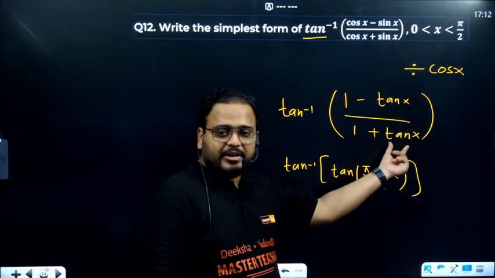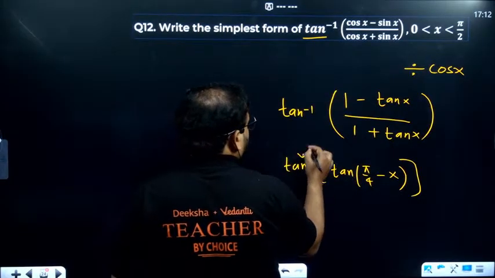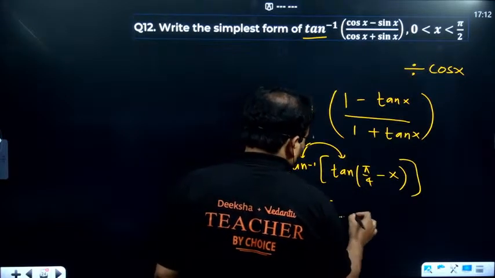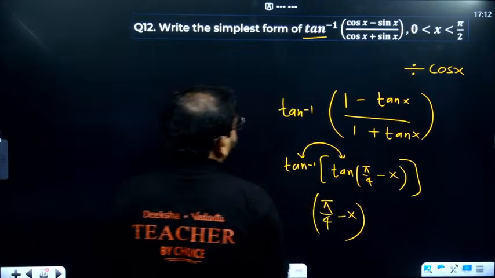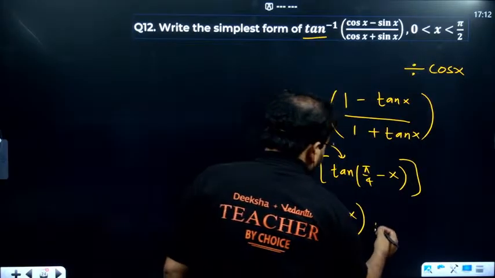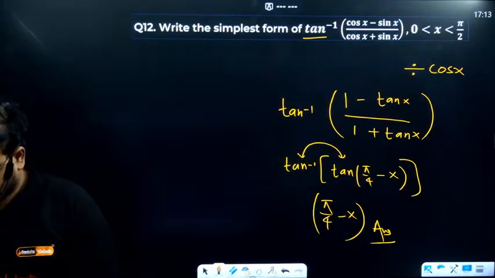So you don't write 1 into tan x. It's the same as tan x only. This is the condition. Tan inverse of tan becomes simply pi by 4 minus x. Okay. This is the result. That's it. That's your answer.